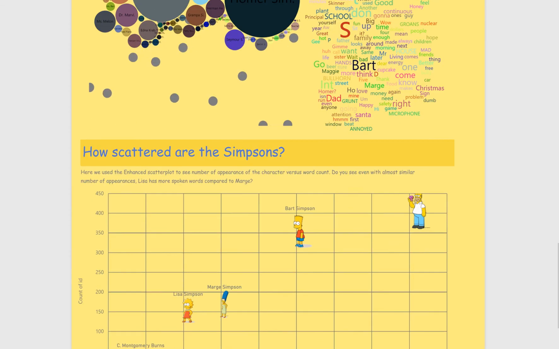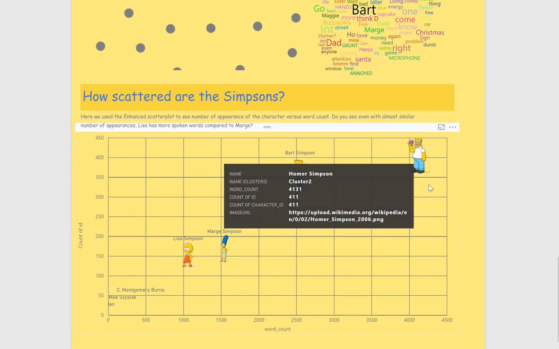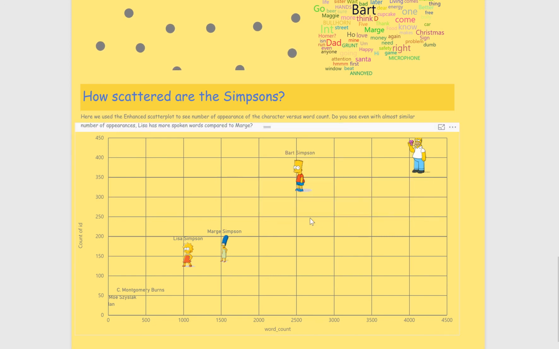Further, what we see is we have used an enhanced scatter plot over here, and obviously the x-axis is the number of word counts, and here is the number of appearances, or the number of times the character has delivered a dialogue. No surprises, Homer Simpson comes at the top, followed by Bart. But one interesting insight I see over here is, even though Lisa and Marge have appeared almost the same number of times speaking, you would see Marge has spoken far more words compared to Lisa. And that is for the duration that we have selected in the above filter.